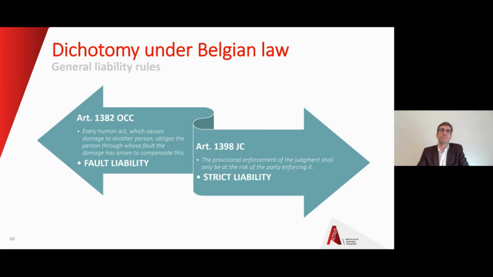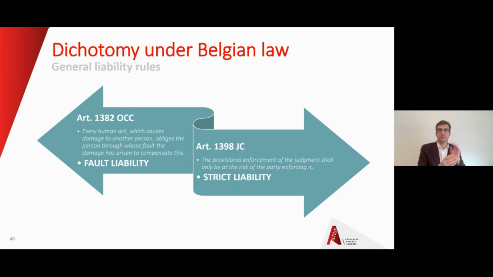But we also have a different provision, Article 1398 of the Judicial Code. And this actually considers the situation where you have provisionally enforced a judgment that was rendered at the level of first instance, and then at the level of appeal, it's overturned. Because the enforcement of your first instance decision, judgment, will be at the risk of the party enforcing it.